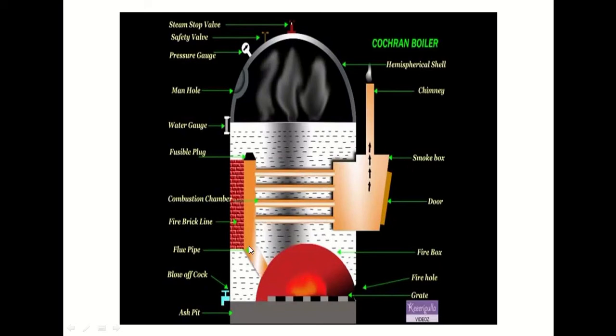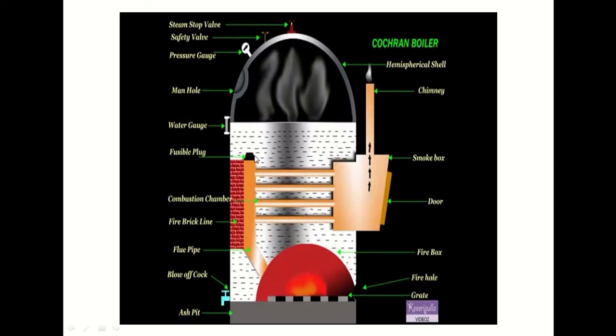So whatever flue gases or fire flow will be transferred through these pipes. And this is a chimney. At the bottom there is an ash pit collector, and this is a blow off cock. The blow off cock is used to drain out all the water and whatever sediment is available in the water. Then this is a fire brick lining, and this is a flue pipe. In that flue pipe the fire will be transferred.